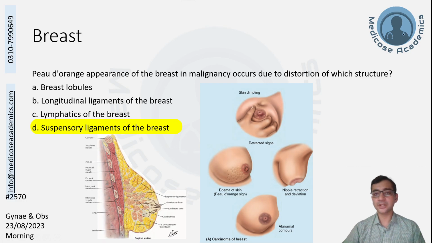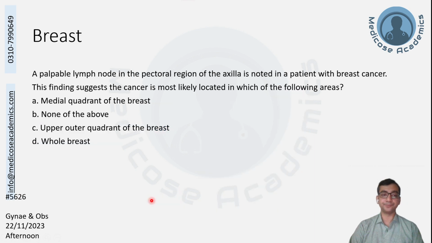Then you can be asked questions regarding skin dimpling. It is again due to the direct involvement of skin or involvement of the suspensory ligaments pulling on the skin. And nipple retraction: keep in mind that nipple retraction occurs when a duct is involved and the duct pulls, and the nipple is pulled with it.